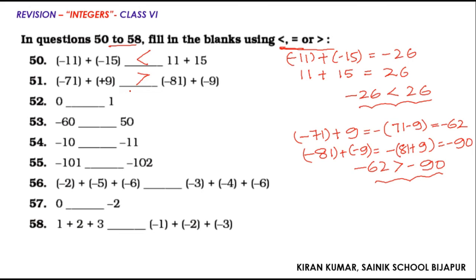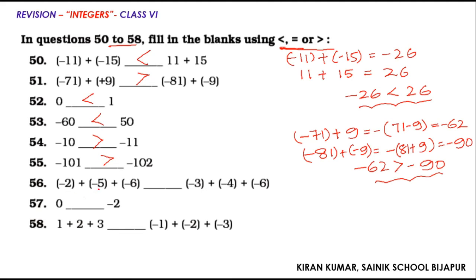Question number 52. 0 dash 1. 0 is smaller compared to 1. Minus 60 and 50: on comparison, 50 is the larger number. Minus 10 and minus 11: compare, minus 10 is larger. Minus 101 and minus 102: minus 101 is larger.